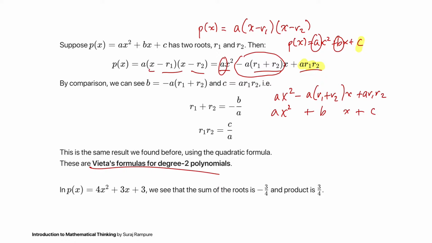Okay? So by looking at p of x is equal to 4x squared plus 3x plus 3, I can immediately see that the sum of the roots is negative 3 over 4, and the product is 3 over 4. Okay? I didn't need to compute the individual roots themselves. This just tells me what the sum and product of the roots are without having to know the actual roots. Is that clear? Any questions with this?